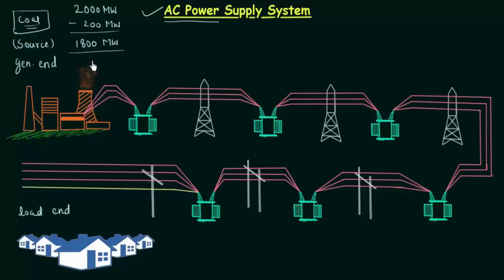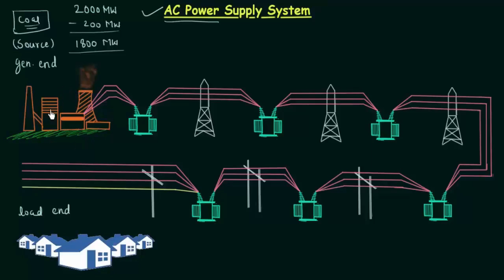So we need to transmit the power to Delhi. Not all will be transmitted to Delhi. For example, out of this 1800 megawatt, let's say 800 megawatt is consumed in the state itself, Jharkhand or Bihar, and the remaining 1000 megawatt is transmitted to Delhi. This is simply a hypothetical scenario. I am not talking about the exact figures. This is a simple example to explain why we need to transmit the AC power over a long distance.